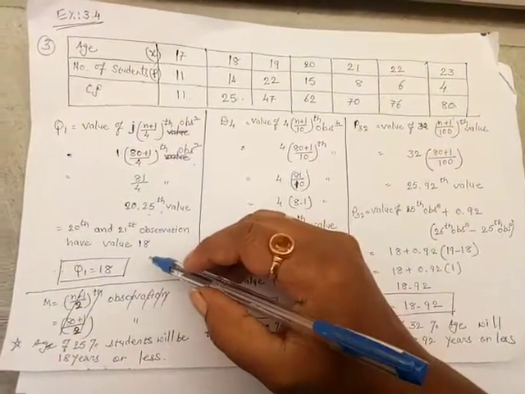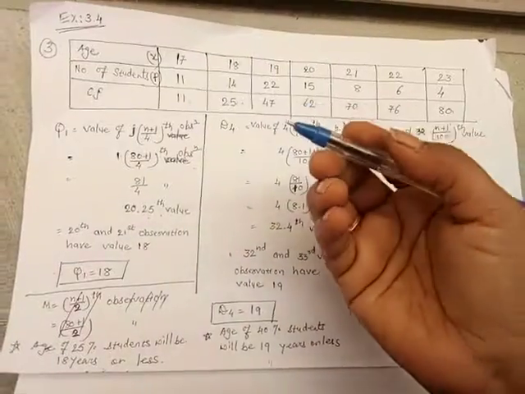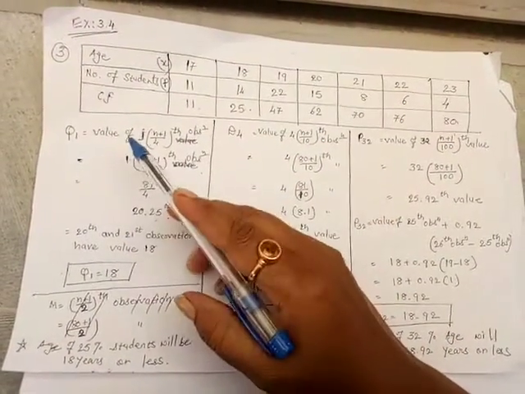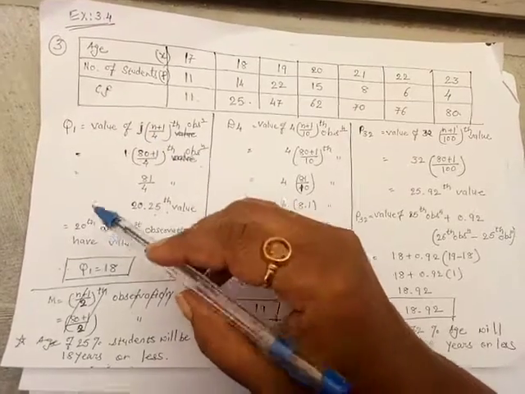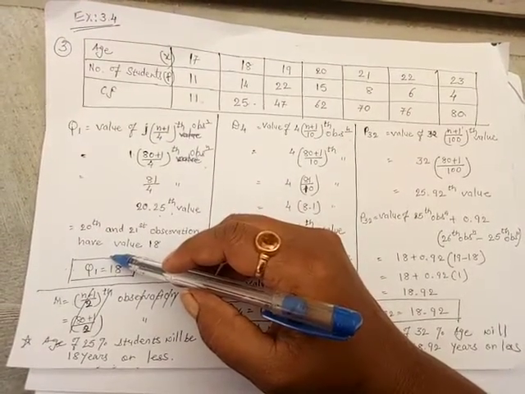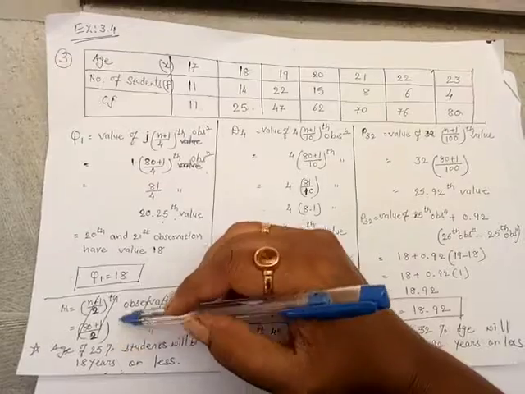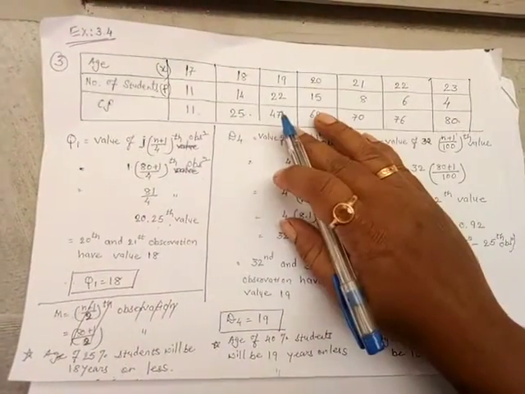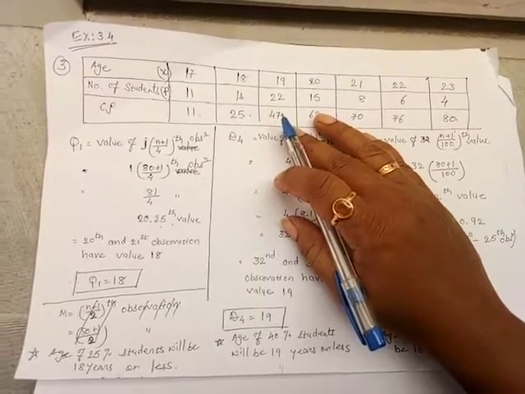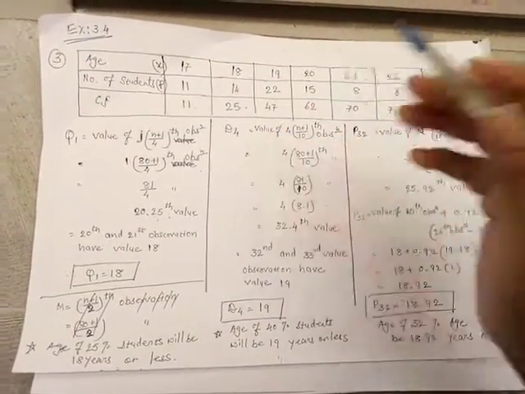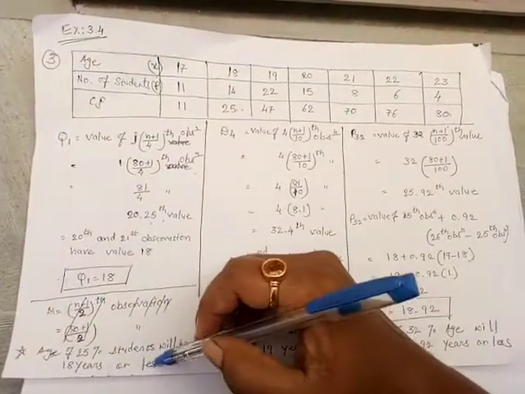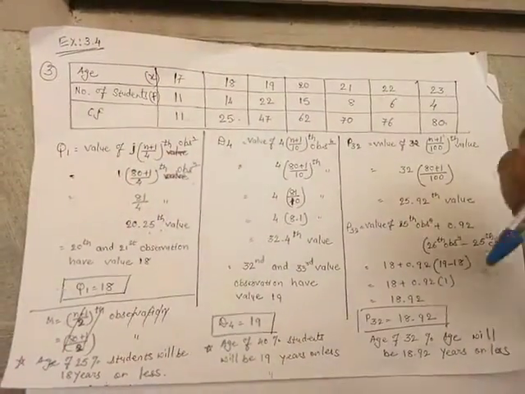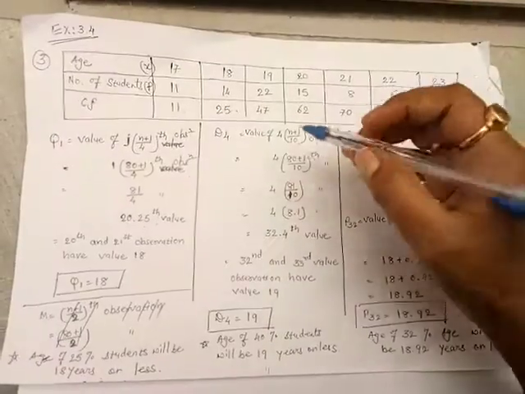Now interpretation, we have to interpret it. We just have to write one statement: this quartile means 25% value. So the age of 25% students will be 18 years or less. Why 18 years or less? Because here 18 comes, we cannot go beyond 18, so 18 or less.